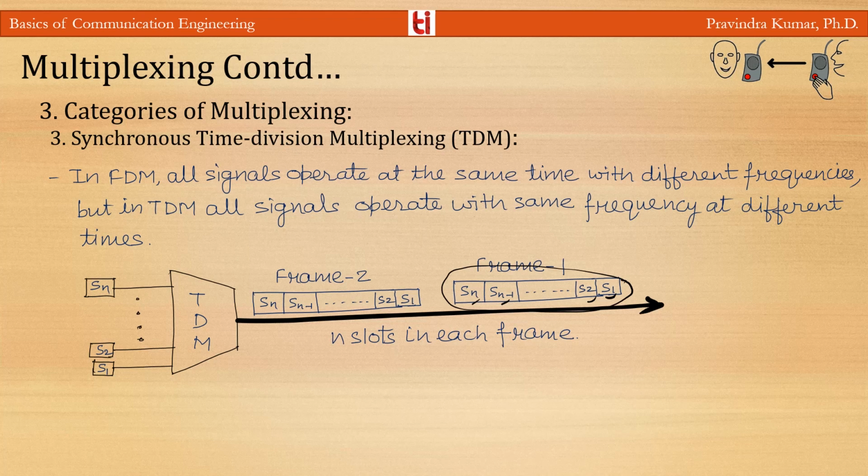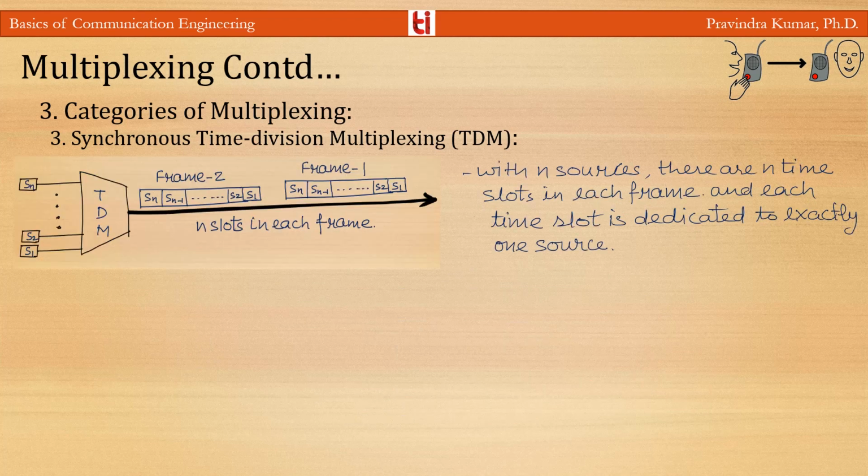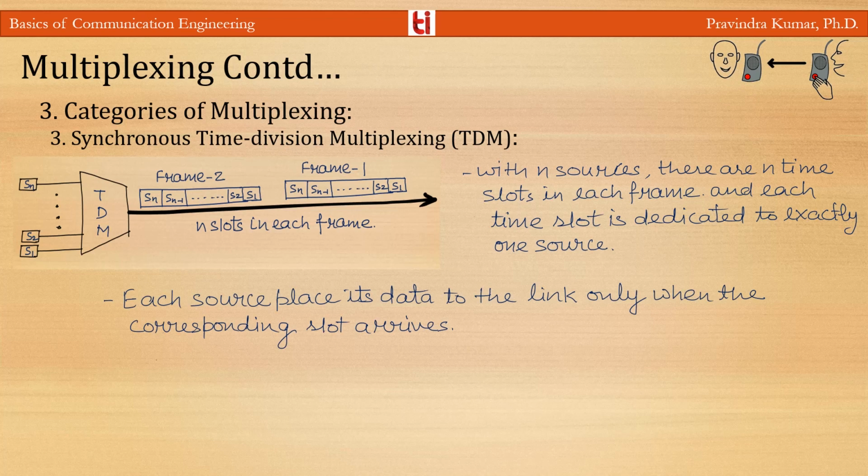And how does the other side, that is the receiving end, identify that this is the beginning of the frame? For this purpose we use extra pulses for synchronization, and these data pulses along with the control information form a frame. In synchronous TDM, each time slot is pre-assigned to fixed sources. The time slots are transmitted irrespective of whether the sources have any data to send or not.